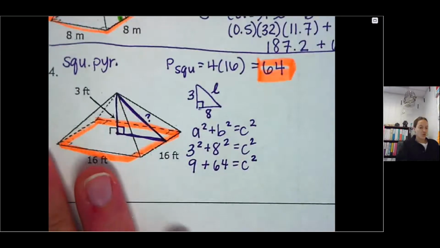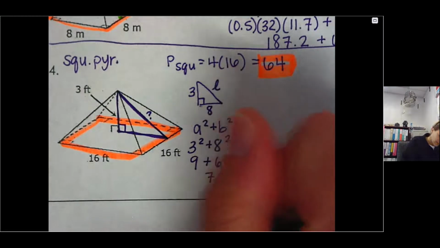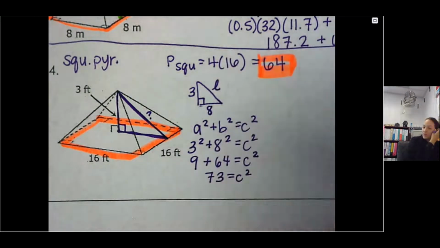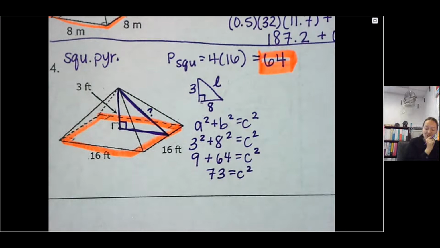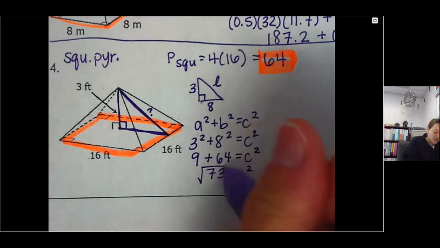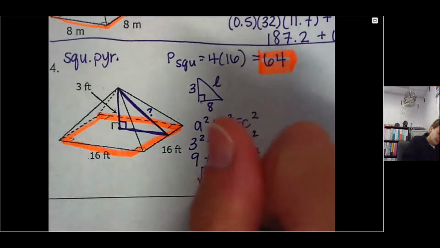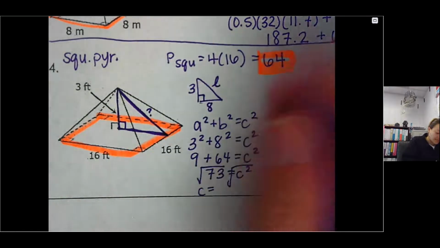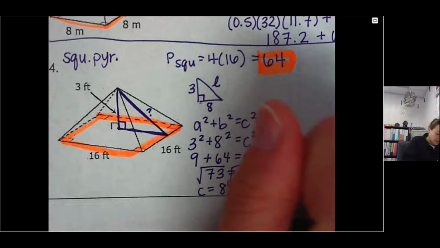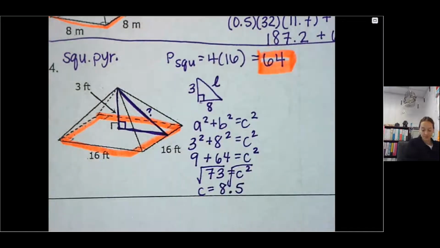And just then I add the 2 together and I get 73 is C squared, but then my final step to get C by itself, so I square root both sides. I get that my C value, or my slant height, is about, I'm going to round it to 8.5.